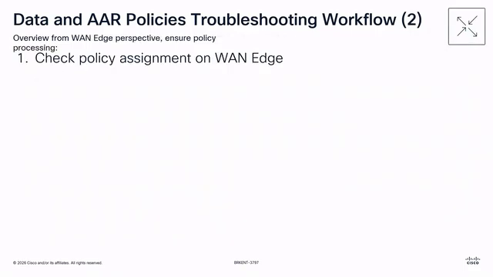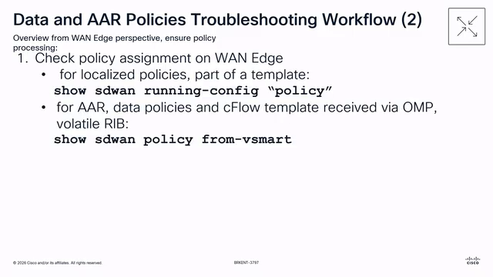Once the policy arrives on a router, we will have our own set of steps to be done. The very first step is just to verify if it is a localized policy, less interesting for us, because vSmart is not involved, but we will check if it is part of the running config. This is for localized policies, ignore it for now. This one is the so-called volatile RIB, volatile routing information base, for data policies and AAR policies. So show SD-WAN policy from vSmart should be more likely familiar to you already.